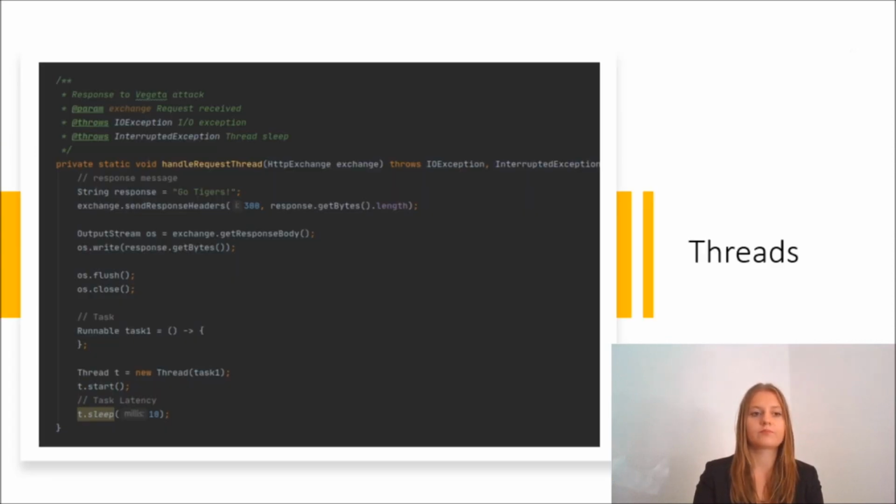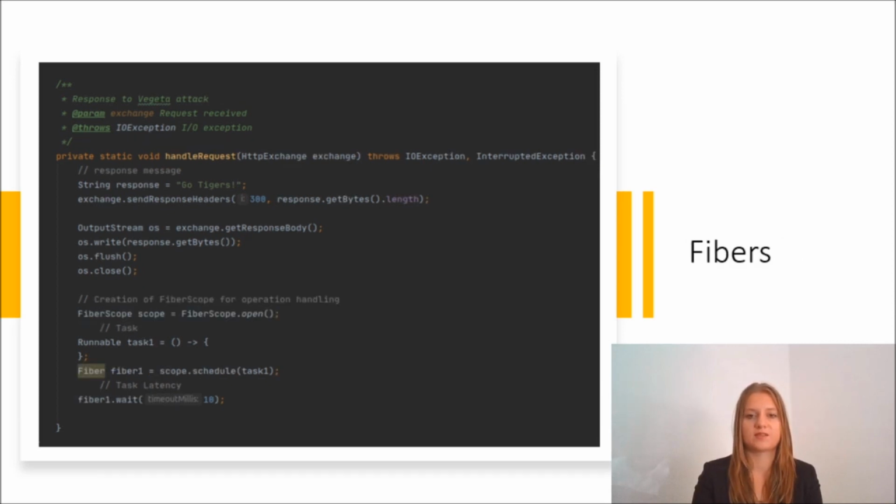Here you can see the example of one of our tests. We created a simple HTTP server to which we are sending a "Go Tigers" message. After receiving the message, the server waits for 10 milliseconds, which represents a certain task that lasts 10 milliseconds. We run the same server with both fibers and threads and compare their performance under heavy load, which is 60 requests per second in the time period of 8 seconds.